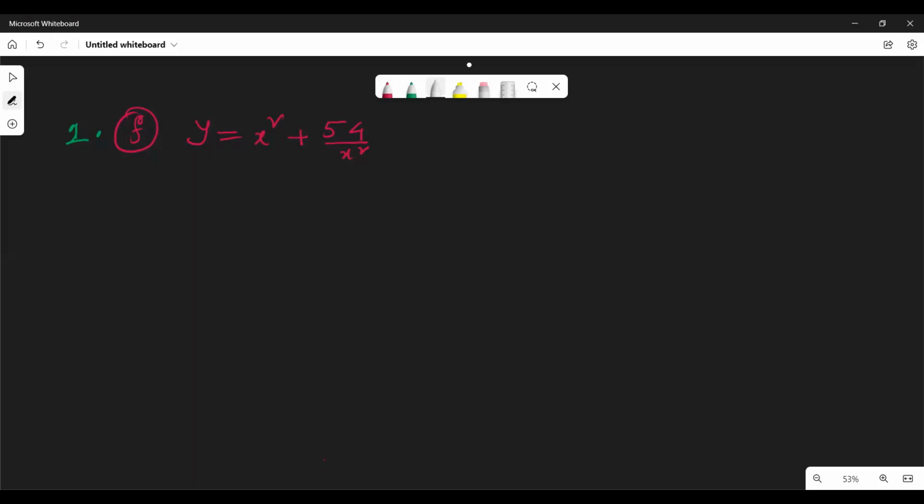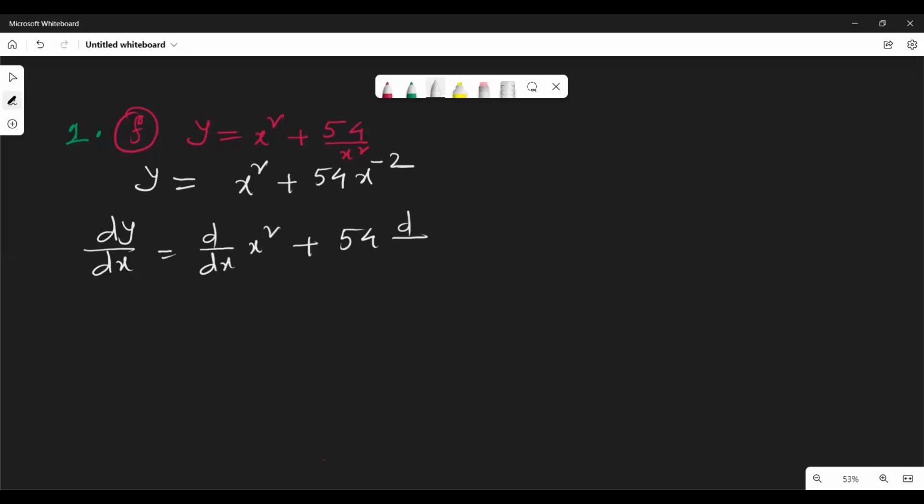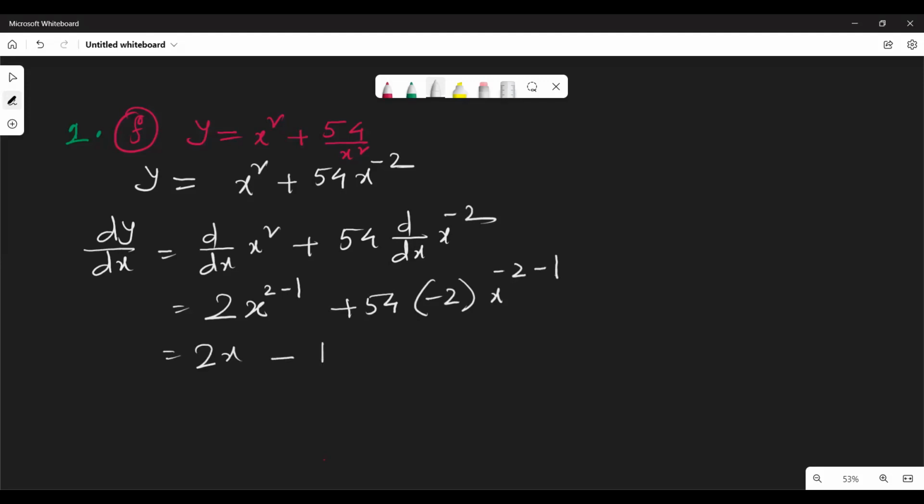y equals to x square plus 54 by x square. If we differentiate, we have to rearrange this: x square plus 54. When x square goes to the upper side, it will be x to the power minus 2. So we will differentiate this with respect to x. So d by dx x square plus d by dx x to the power minus 2.